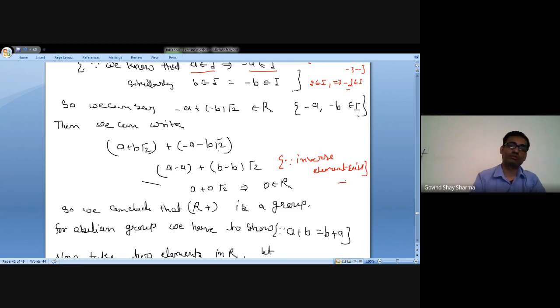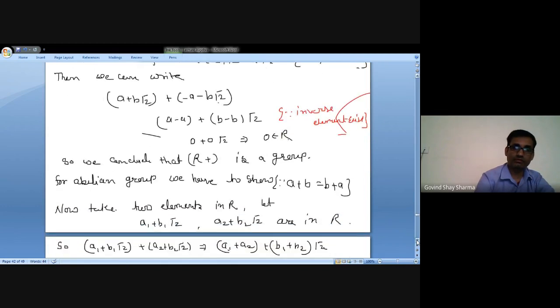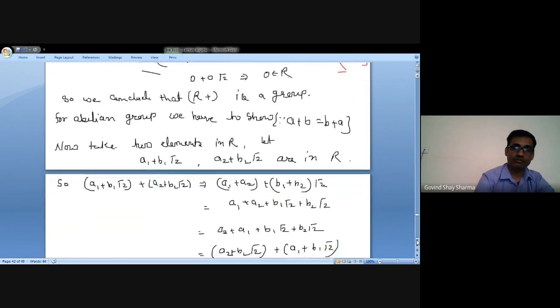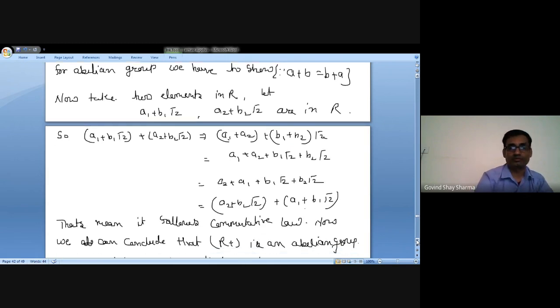So we conclude that R plus is a group. Now take two elements in R, let a1 plus b1 root 2 and a2 plus b2 root 2 be in R. Then a1 plus a2 plus b1 plus b2, and this is the commutative property. So the commutative property holds, so it becomes an abelian group.